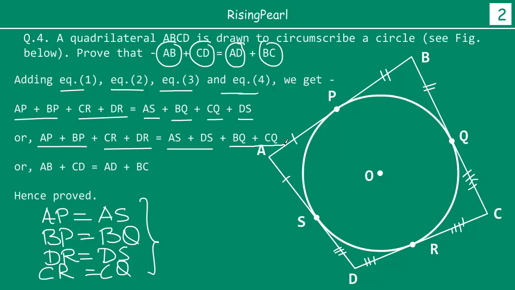and BQ plus CQ. AP plus BP is nothing but AB. CR plus DR is nothing but CD. So on the left side we have got AB plus CD, like we want to do, equal to AS plus DS, which is nothing but AD, and BQ plus CQ is nothing but BC. Hence we have actually proved that indeed if a quadrilateral circumscribes a circle, then the sum of opposite sides AB plus CD is indeed equal to AD plus BC.